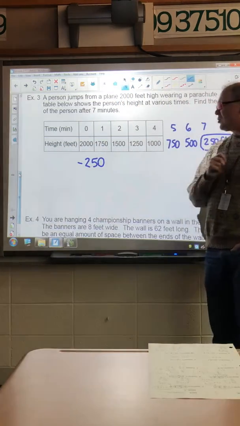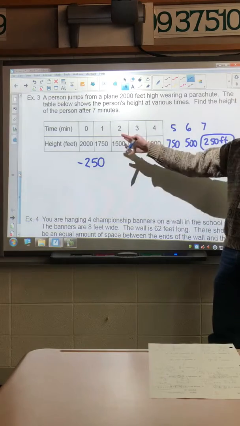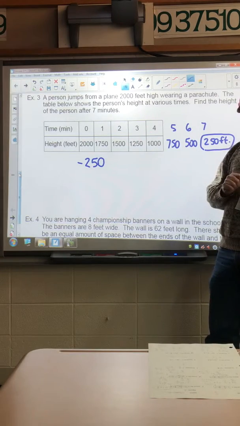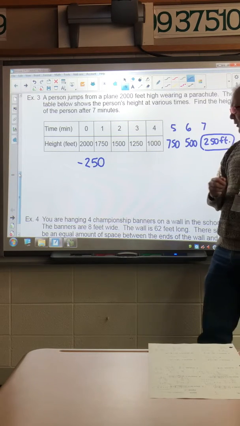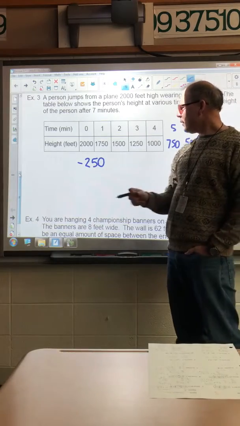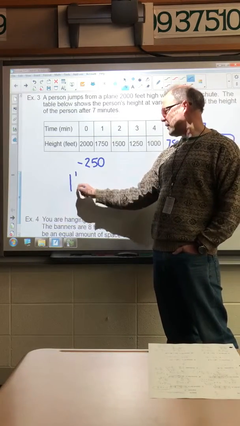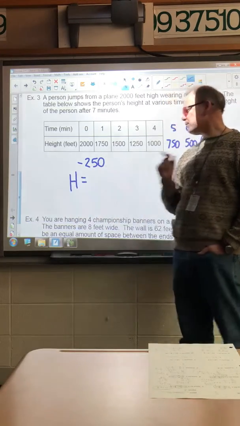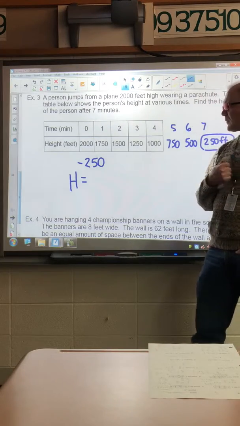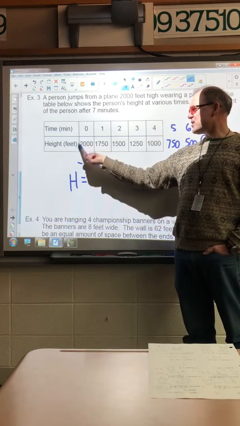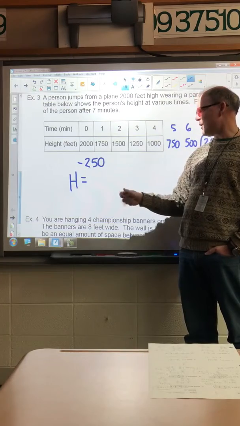Could we use some algebra to figure that out instead of just continuing with the pattern? And the answer is yes, we can use algebra. So we're writing an equation for the height. So the height is starting at 2,000.